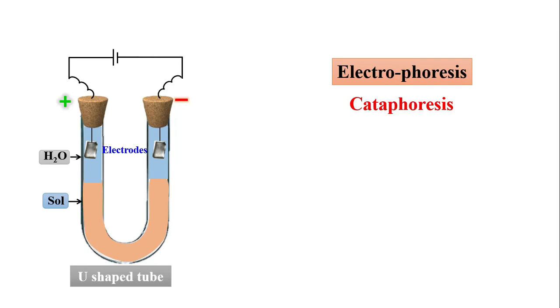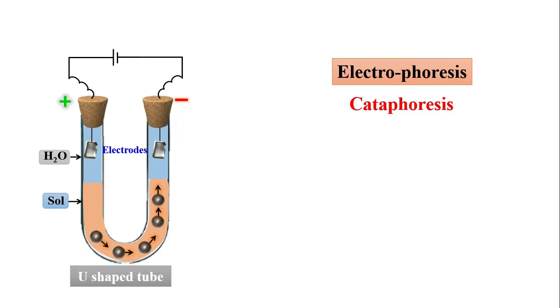They start moving. Assume that we have positively charged colloidal particles here. Under the influence of the applied electric field, these dispersed phase particles start moving towards the negatively charged electrode and they are going to deposit here. Whereas the dispersion medium is attracted by the positively charged electrode. And this process is called electrophoresis. So what is electrophoresis? The movement of charged colloidal particles under the influence of an applied electric field is called electrophoresis.